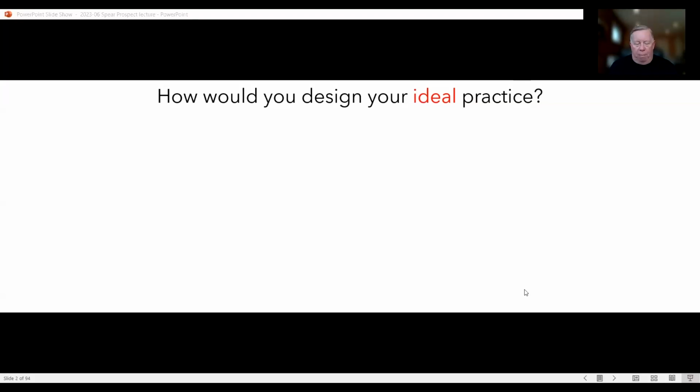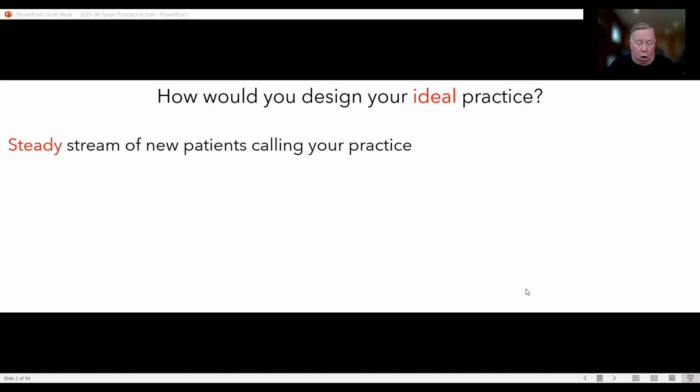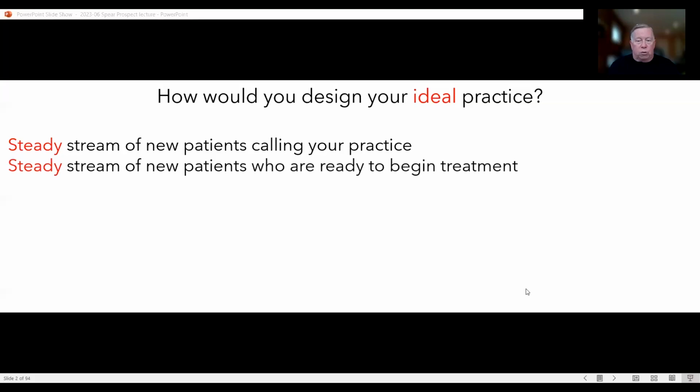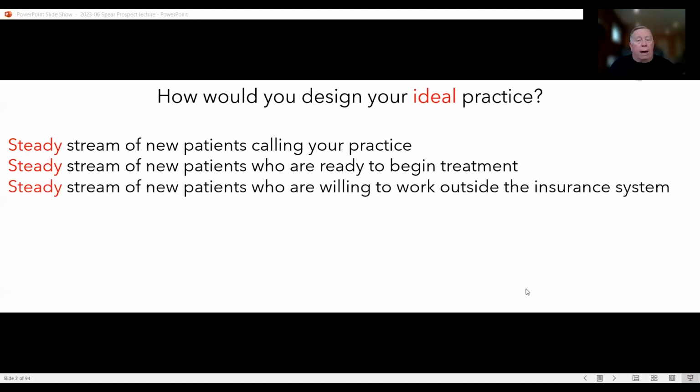I thought about this, and I think if I was going to design a new practice or an ideal practice, I'd like to have a steady stream of new patients calling the practice. And I'd like those patients to be ready for treatment, so I'd be constantly busy. Ideally, I'd like to have patients who are willing to work outside the insurance system.